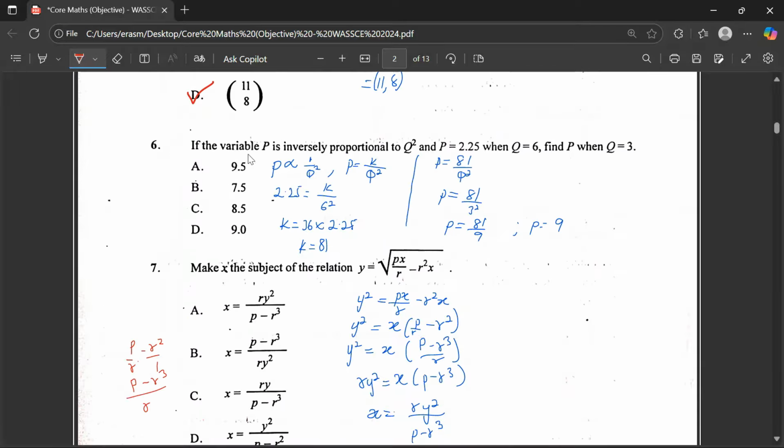Question 6 says that if the variable p is inversely proportional to q squared and p equals 2.25 when q equals 6, find p when q equals 3. So mathematically, p inversely proportional to q squared is written like this. And then if you want to change the proportionality sign, then we are going to bring equal to and then bring some constant, let's say k. So this is going to be what? P equals k on q squared. So this is the equation.